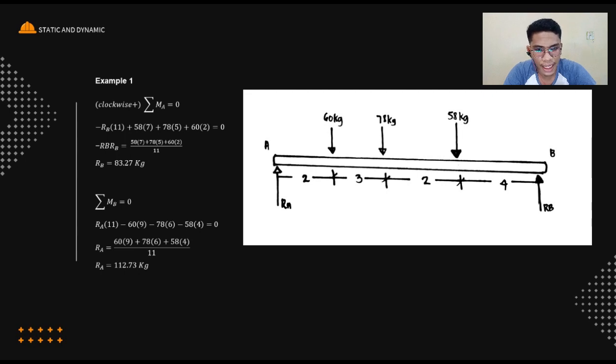And then, minus 78 multiplied by 6 kasi 2 plus 4 is 6. So, yun po yung distance ni 78 kilograms. And then, minus 58 multiplied by 4, which is yung moment arm naman po ni 58 papunta kay B, is equals to 0. So, isolate lang po ulit natin si RA dun sa kabilang side by pagta-transpose po, and then i-divide din po natin both sides by 11. So, RA is equals to 60 multiplied by 9 plus 78 multiplied by 6 plus 58 multiplied by 4 all over 11. So, ang ating RA po is 112.73 kilograms.